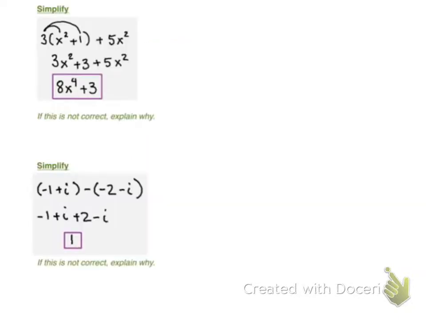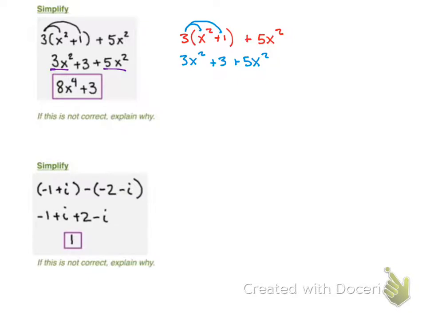Going on to the next one. It asks us to simplify, so we have 3 times x squared plus 1, plus 5x squared. So the first thing the student did was distribute the 3, which is the correct move to do. So we have 3x squared plus 3 plus 5x squared. And then the final step is to collect like terms, which is correct. So this student did collect the 3x squared and the 5x squared.